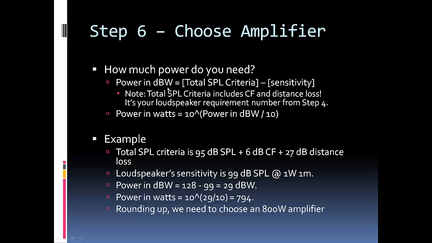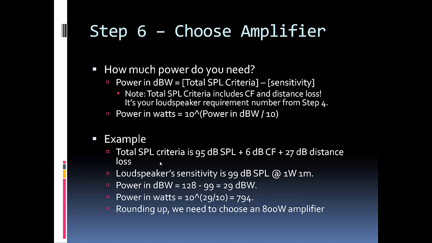So our power in dB watts is the total SPL criteria minus sensitivity. And that gives us how many dB watts that we need to power that loudspeaker. And note that the total SPL criteria includes crest factor and distance loss. So this is the loudspeaker requirement number from step 4. Just be careful that you don't take that number from anywhere else. If you plug in the wrong number, you'll get the wrong result.